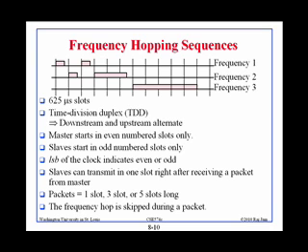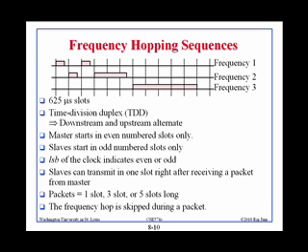Downstream and upstream alternate. Master starts in the even numbered slots only. So the slots are numbered. If you have 0, 1, 2 and so on, the master will speak only in the even numbered slots. Slave starts in the odd numbered slots only, and the LSB of the clock indicates even or odd. So there is a clock, and whenever the least significant bit is 0, that means it is even. When it is 1, it is odd, right?